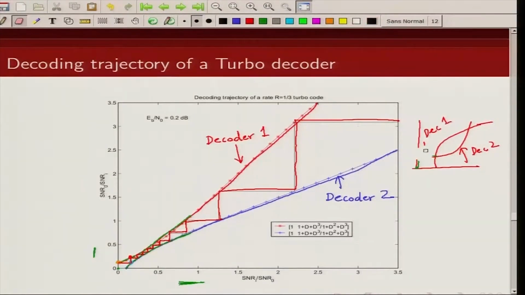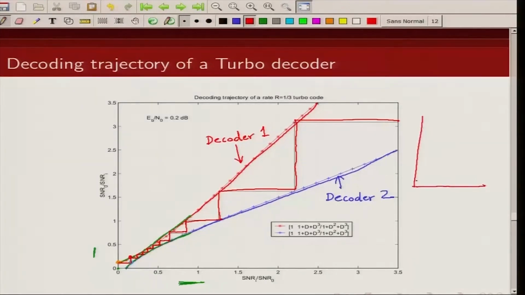Let me draw slightly better transfer characteristics. So, you draw it, and let us say you draw it like this. Okay. Now, let us draw the decoding. So, this is the transfer characteristics of decoder 1 and this is the transfer characteristics of decoder 2.